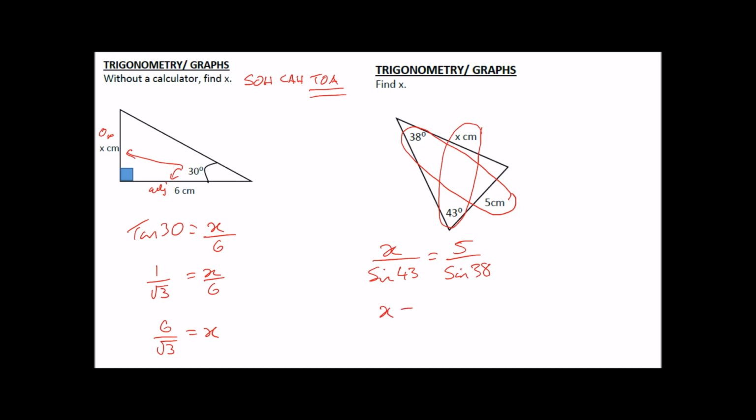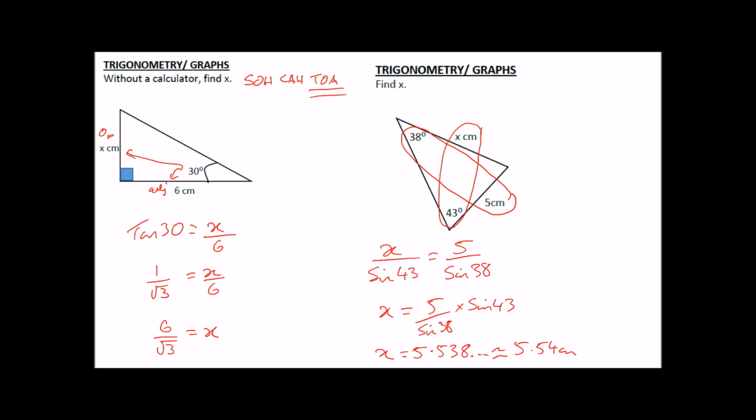So to rearrange this, I would take the sin 43 and multiply on the other side. So I'm going to multiply by sin 43 and just type that in your calculator exactly as it is. You get x is equal to 5.538 and so on. And again, they usually ask for 3 significant figures, so that would be 5.54 centimetres. Now that's the sine rule.